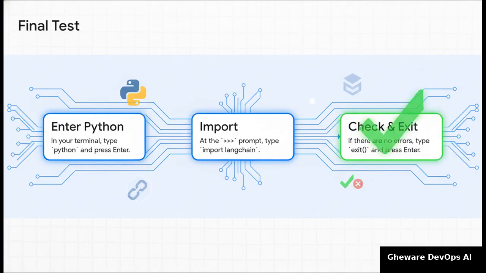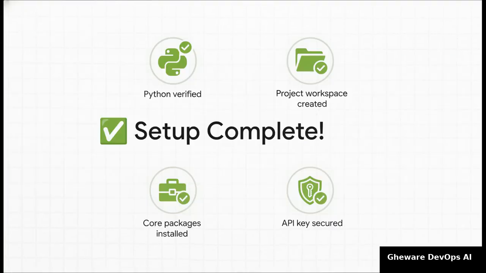This will drop you into a live Python session. Now, type import langchain and hit Enter again. If you just get a new prompt and no big scary error messages, it worked. Everything's installed correctly. You can just type exit() with the parentheses, hit enter, and you're back to your normal terminal. And that's it. We are done.